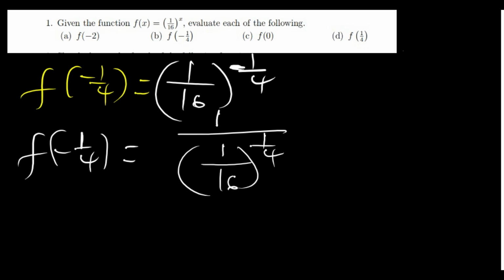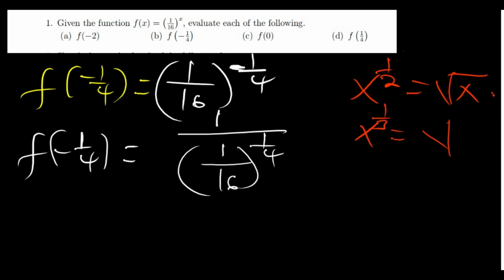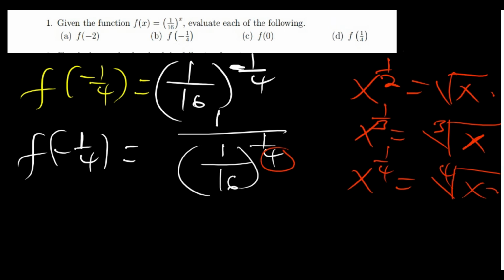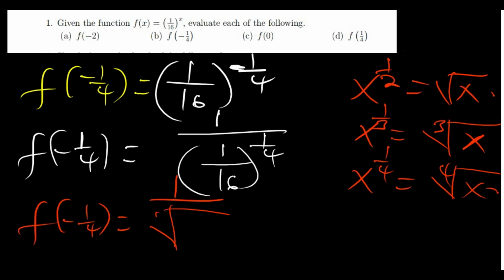Now what we have to remember is that if I have x to the power of a half, this is the same as the square root of x. If I've got x raised to the power 1 over 3, this is the cube root of x. If I've got x to the power 1 over 4, this is the fourth root of x. So as we can see, we have 4 down here, meaning we want to find the fourth root. So f of negative 1 over 4 is going to be 1 on top, then we need to get the fourth root of 1 over 16.